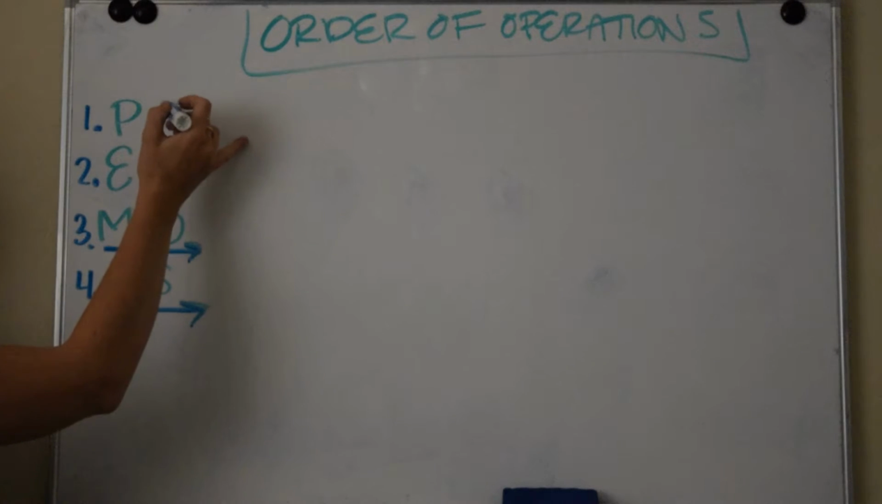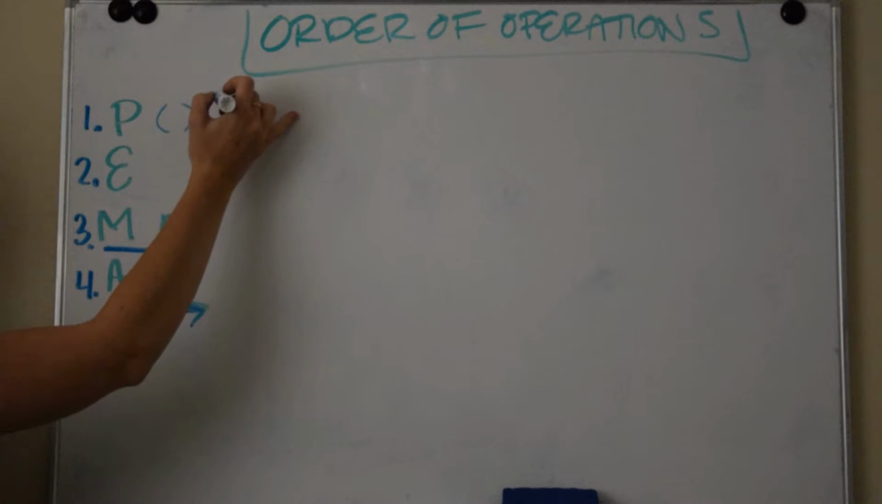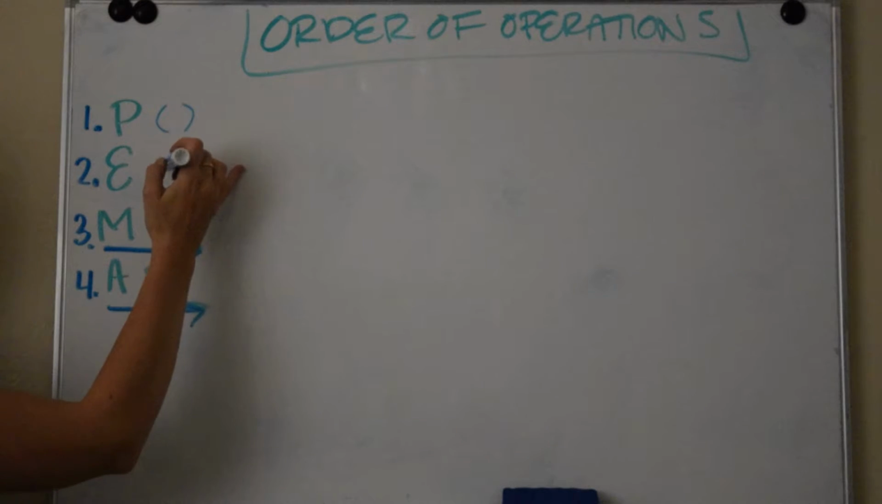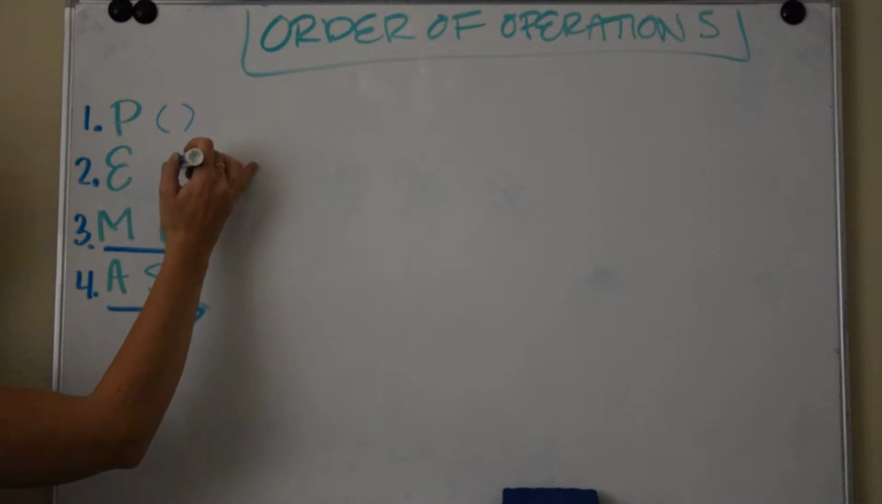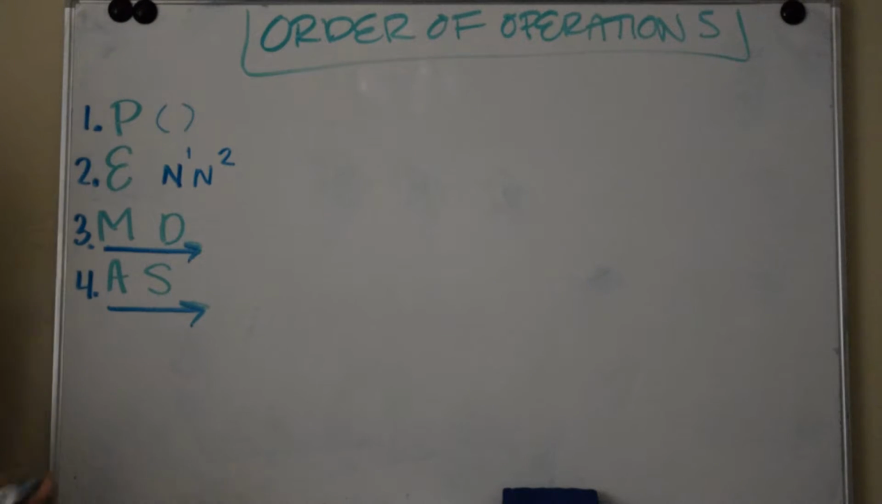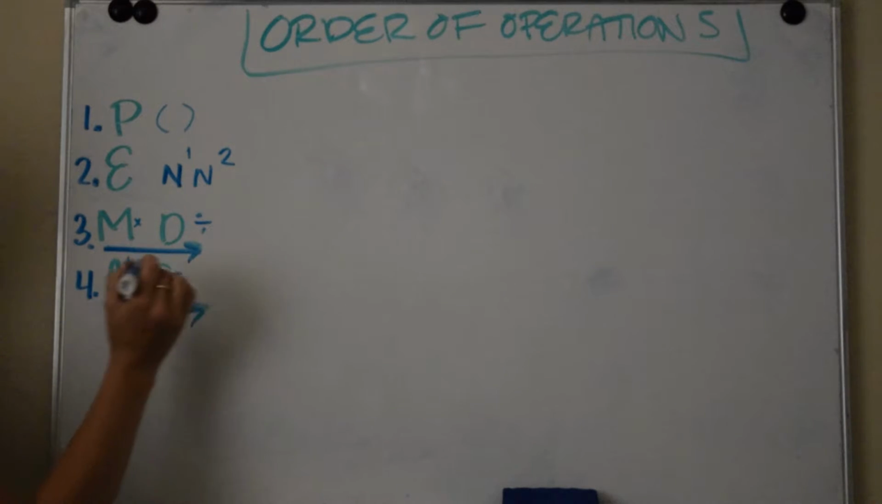P stands for anything in parentheses. You might have parentheses. You might have exponents. An exponent is any number, and I'm just going to write the number n, to any power. It could be to the first power, it could be to the second power. Then multiplication, division, addition, and subtraction.